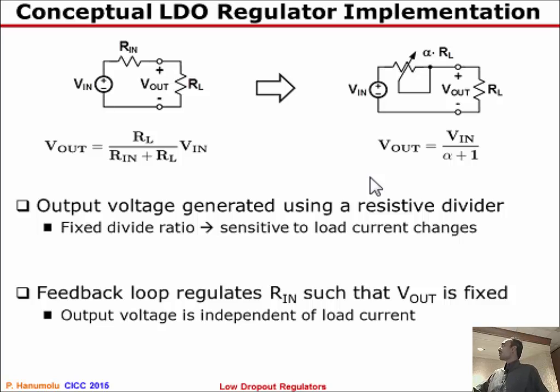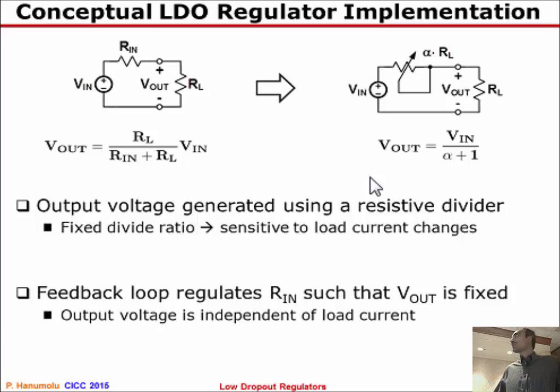The problem with this is if the load current changes, the output voltage changes, and as a result, this is not really providing the desired output voltage. So in that case, one possible way to regulate the output is to simply change the resistor divider.